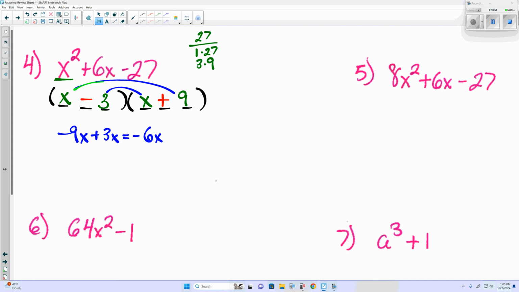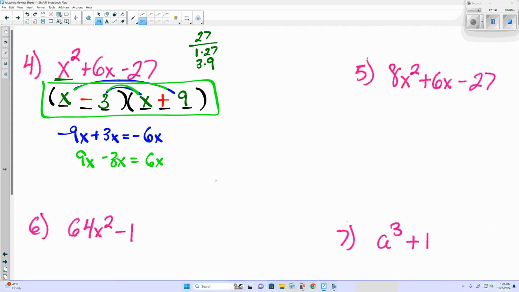And if we check this here, x times 9 is now positive 9x. Negative 3 times x is negative 3x. And 9x minus 3x would give us a positive 6x. All right, guys, let's focus in. So we get this here. Questions on number 4 before we look at number 5.